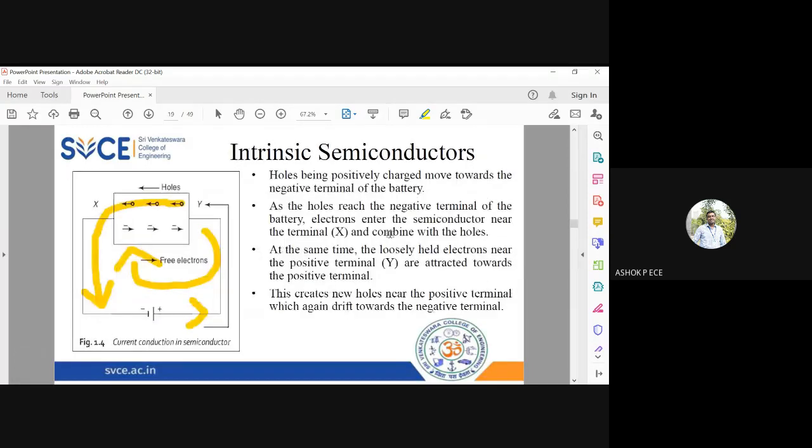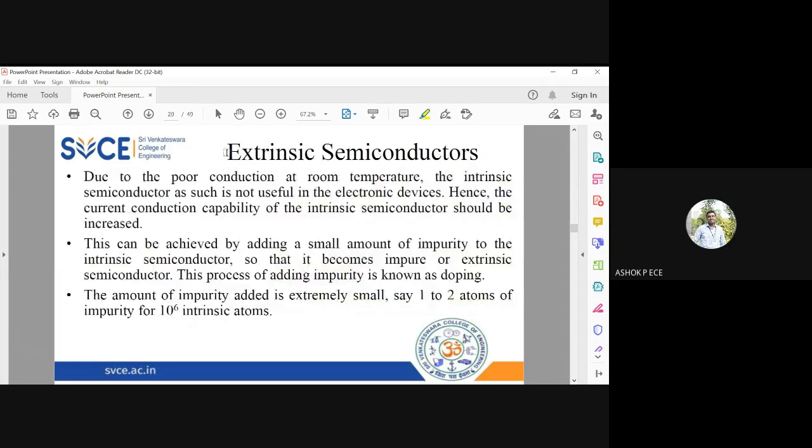Because of the energy you supply, and because the semiconductor is also very pure, right, you cannot expect very high current from the semiconductor. So even though electrons and holes are moving and producing current, the current is not sufficient for me to run an application. That is the reason why I don't prefer intrinsic semiconductors. So what does it lead to? It leads to what are called extrinsic semiconductors.